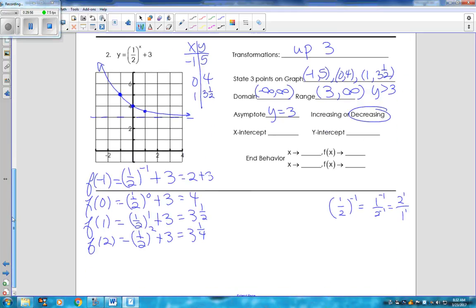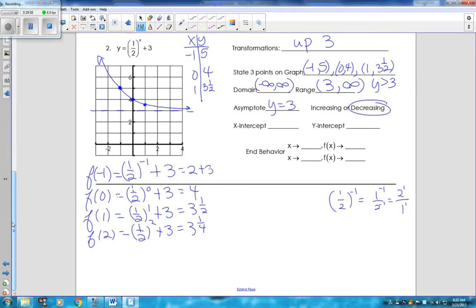Now the x-intercept. Where does this graph cross the x-axis? It doesn't. Is there a y-intercept? Yes, 4. Now for the end behaviors. When it goes to infinity, it's going to go to 3, good. And then at negative infinity, it goes up, so very good.